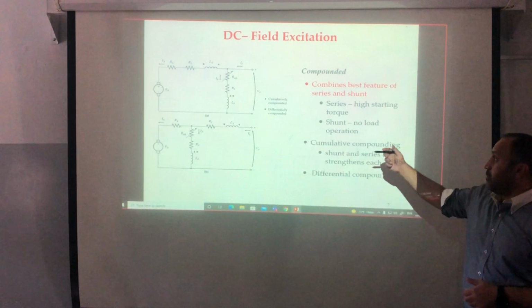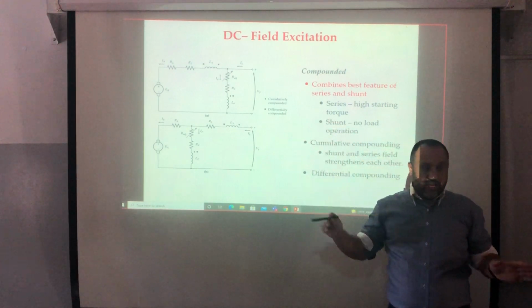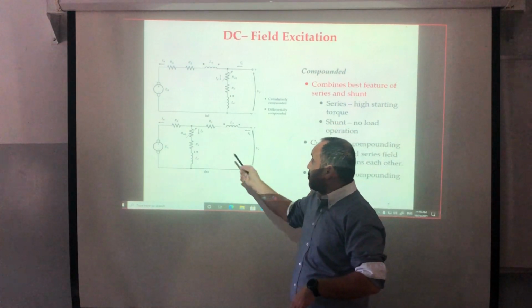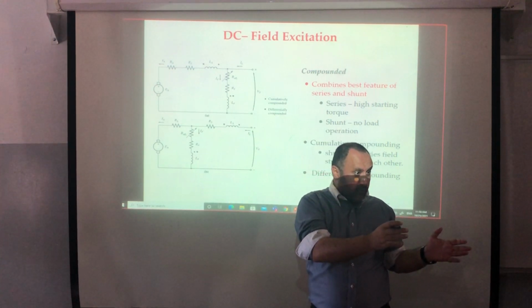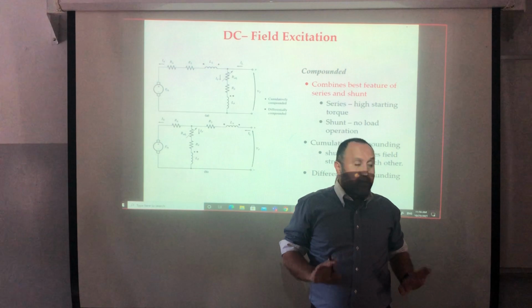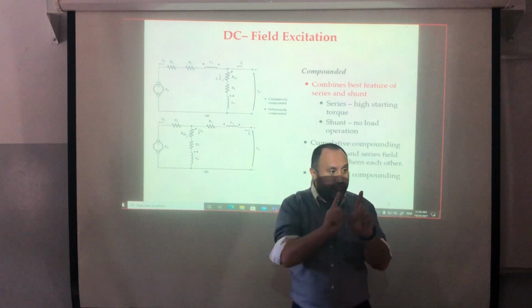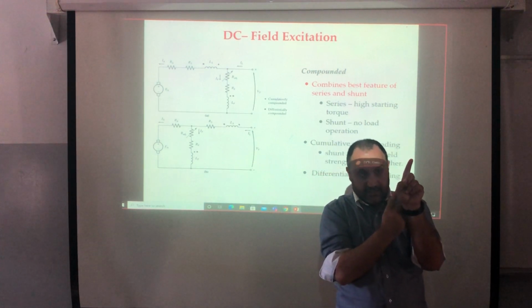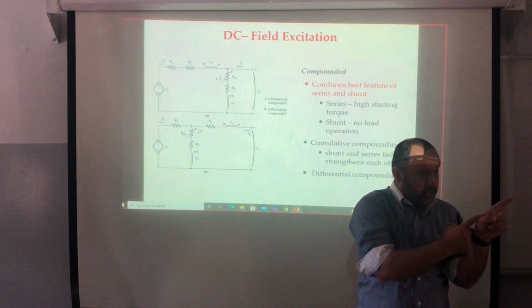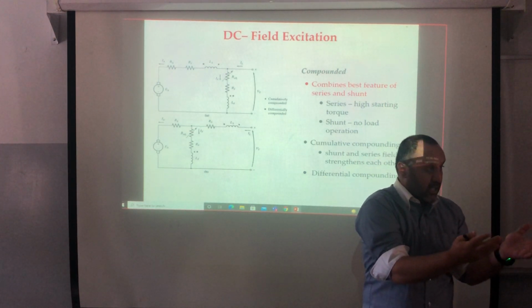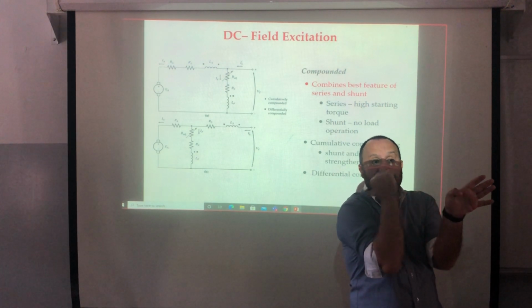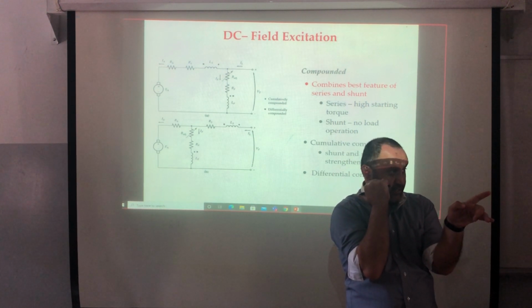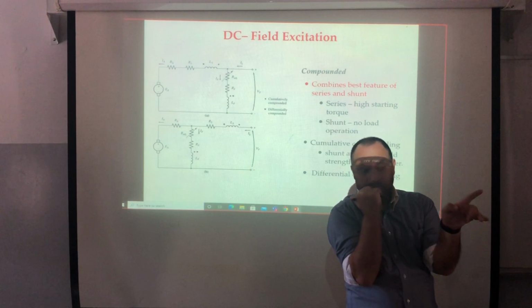Now, simply here we have two combinations. The first one depends on where I'm connecting the series with the shunt. Is it long compound or short compound? Correct? Now, the second thing, the direction of the fluxes. If the two fluxes are supporting each other, this is what we call cumulative. If the series is acting against the shunt, this is what we call the differential.